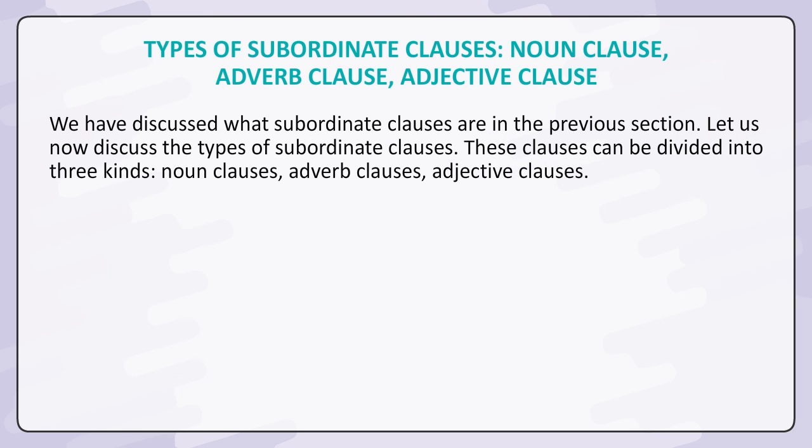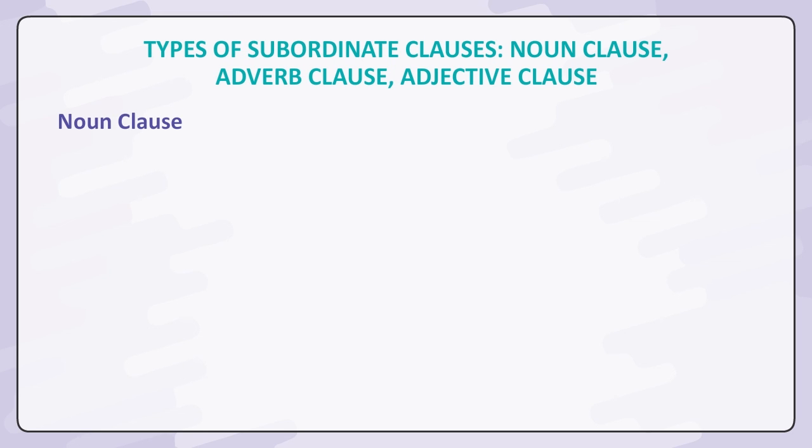Types of subordinate clauses: noun clause, adverb clause, adjective clause. We have discussed what subordinate clauses are in the previous section. Let us now discuss the types of subordinate clauses. These clauses can be divided into three kinds: noun clauses, adverb clauses, adjective clauses.